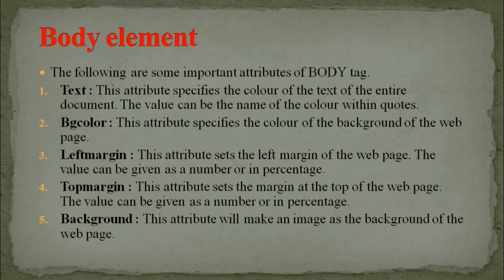So body element is basically a body tag. Inside the body tag we will be having different kinds of attributes of body tag, which is text, in which we'll be specifying text color. Then we have bgcolor, which will be setting the background color, and then left margin, how much space should be left from the left side. Then we have top margin, which will be giving the spacing from the top of our web browser. Okay, and there is something called as background, which will be setting an image for our web page.